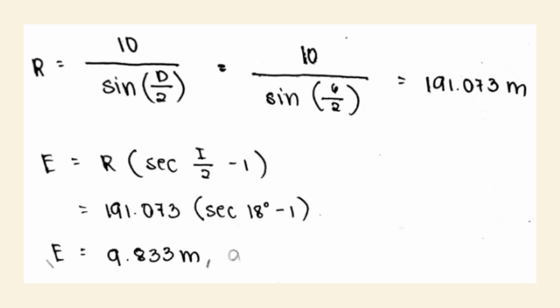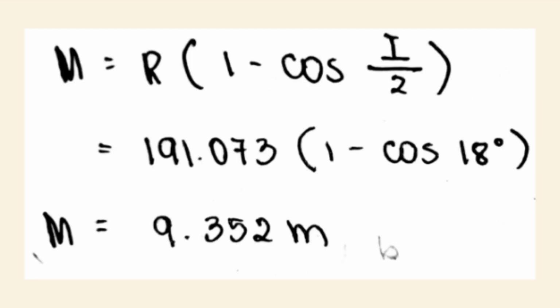Next, let's solve the same problem using chord basis, still in the metric system. So R in chord basis is solved as 10 over sine D over 2. So we have 10 over sine 6 degrees over 2 equals 191.073 meters. Our E now is R multiplied by secant I over 2 minus 1. And that is 191.073 multiplied by secant 18 degrees minus 1, resulting to E is equal to 9.833 meters.